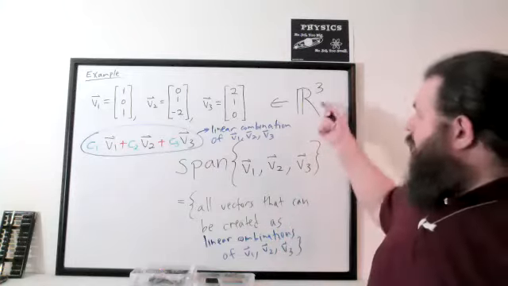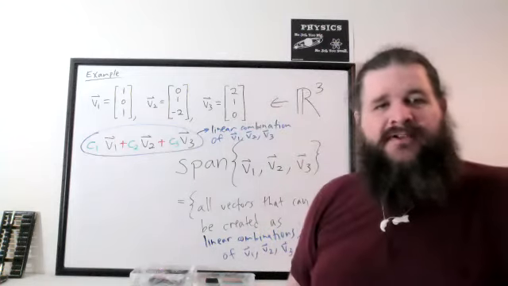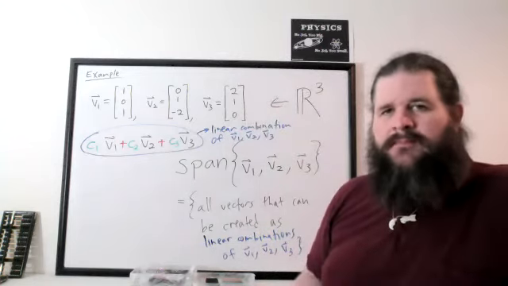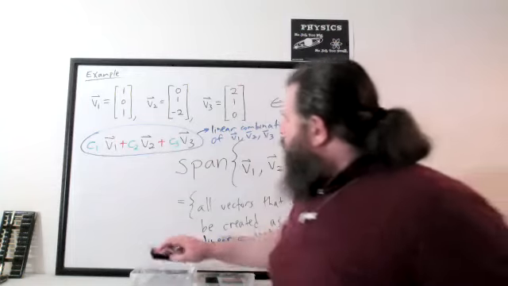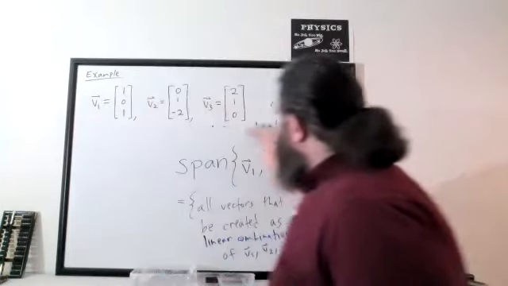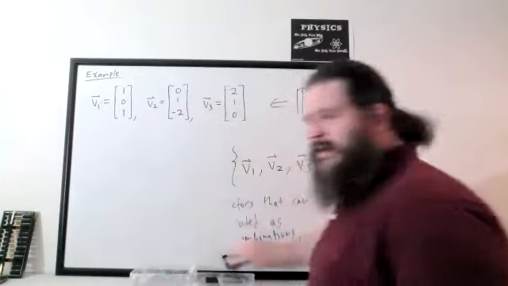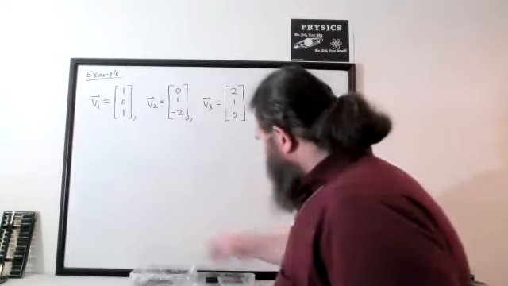If they had been members of R4, if these had been 4x1 vectors, we might have more possibilities, or maybe even larger. But in this case, let's take a look at what this looks like on a graph. Because in 2 or 3 dimensions, you can actually graph it. And it's often useful to get a visual look at what's actually going on here.